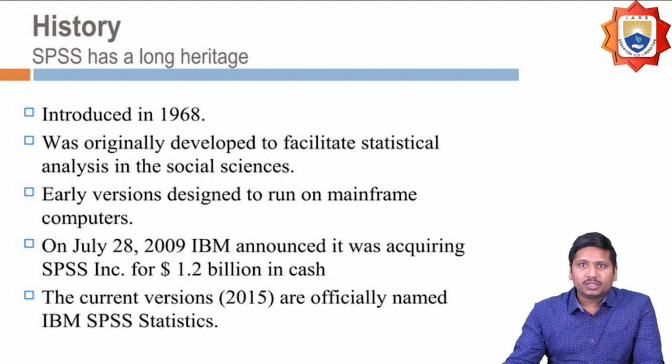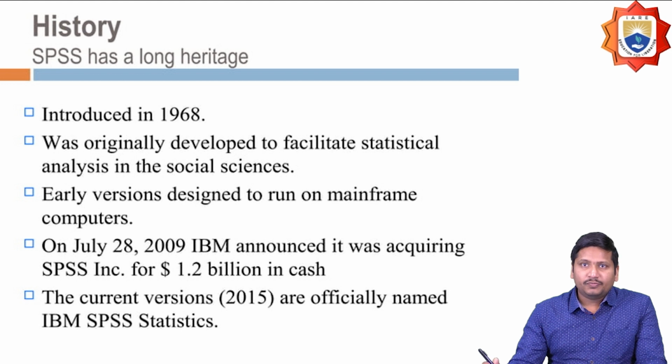History: it was introduced in 1968, and it was originally developed to facilitate statistical analysis in social sciences. Earlier versions were used to run on mainframe computers. In 2009, IBM announced that it was acquiring SPSS for 1.2 billion dollars in cash. And the current versions are officially named IBM SPSS Statistics.